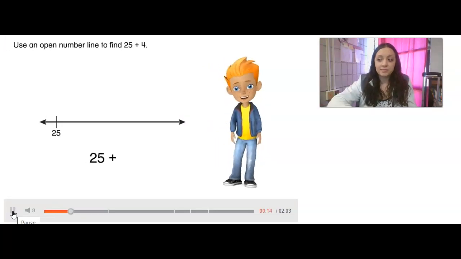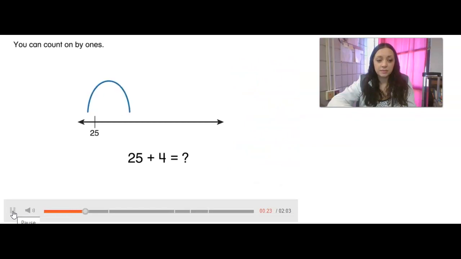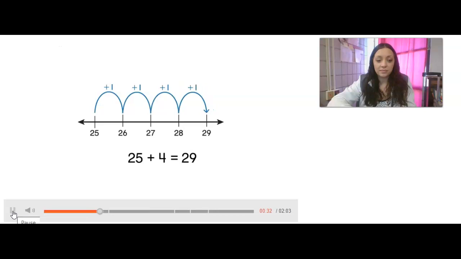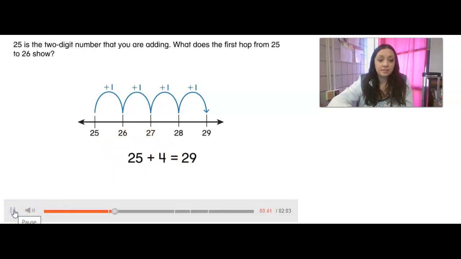Use an open number line to find 25 plus 4. You can count on by ones. Why is 25 the first number shown on the number line? Why do you think they chose 25? Because it's the largest number and we need to add 4 to it. That's right. 25 is the two-digit number that you are adding. What does the first hop from 25 to 26 show? It shows that you counted on one more from 25. How do you know that 29 is the sum? 29 is the sum because you made 4 hops to count on by ones from 25 to 29. You added 4 to 25.